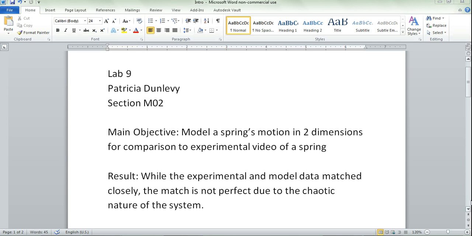My name is Patricia Dunlevy, and this is my Lab 9 for Physics 2211. The main objective of this lab was to model a spring's motion using VPython in 2 dimensions for comparison to an experimental video of a spring. And the main result was that while the experimental and model data matched closely, the match is not perfect because the system is a chaotic system.